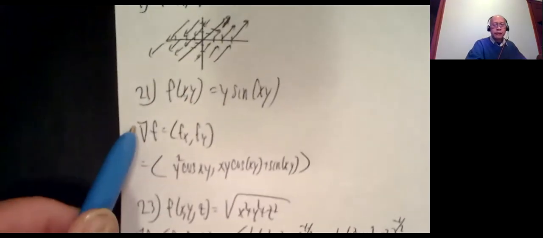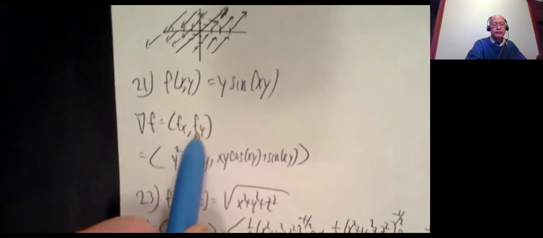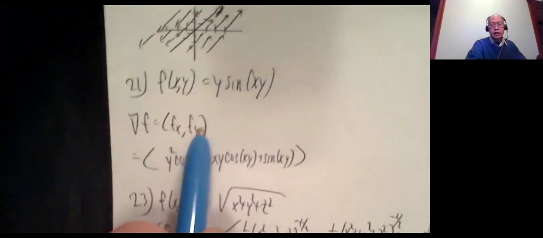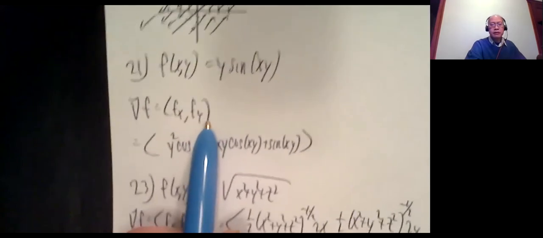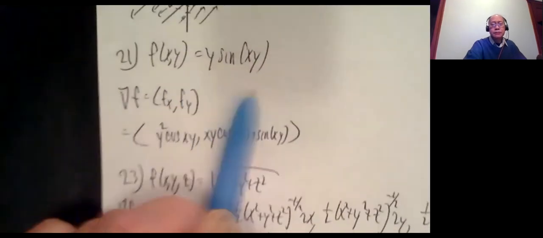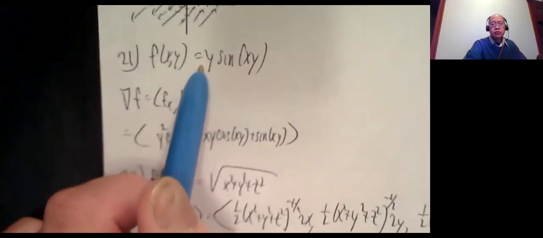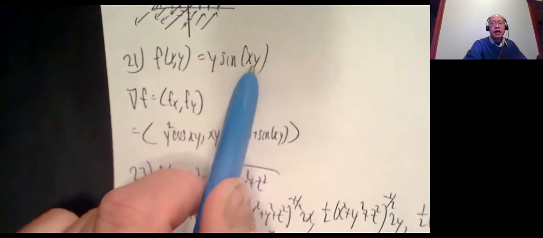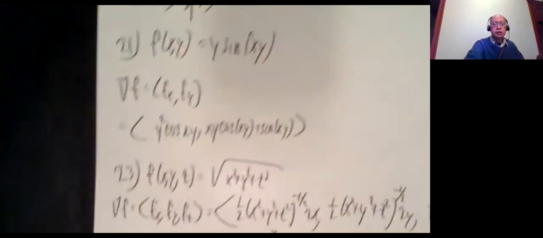Okay, so 21. f of x, y is y sine of xy. So the gradient, or del f, upside down triangle f, is the partial of f with respect to x, partial of f with respect to y. Yes, you can put i and j. As you know, I prefer not to. Less writing, the better. Okay, so derivative with respect to x. y is constant. So y cosine xy times the derivative of xy with respect to x, that's y. So I'm going to have a y squared cosine xy.